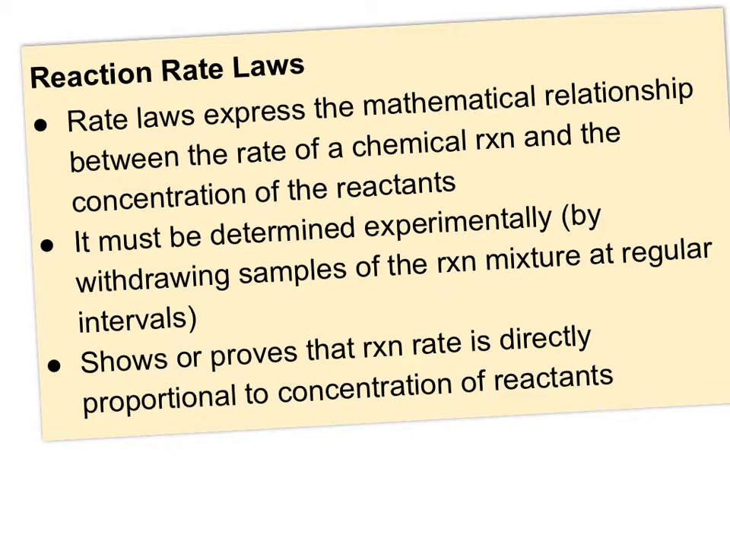So in some of the examples here, I will be giving you data to evaluate, because that's the only way scientists can determine the mathematical relationship, is to actually do the experiment, change the concentrations, and measure the difference in the rate. So what the rate laws do is show or prove that reaction rate is directly proportional to the concentration of reactants, and different reactants have a different effect on the rate law.